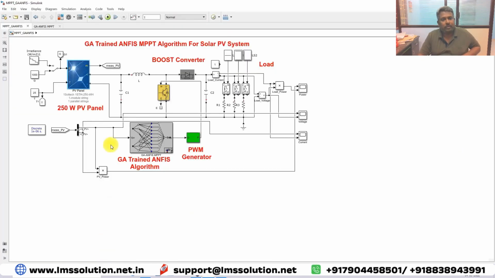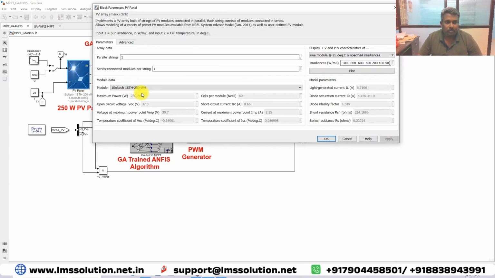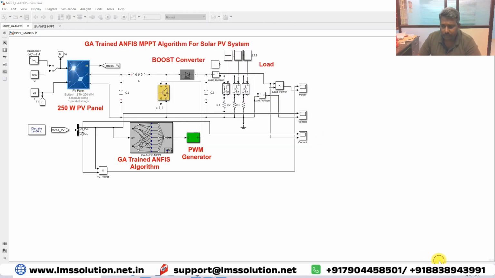Let's start discussing the implementation. Here you can see the overall model for the GA trained ANFIS MPPT for the solar PV system. I already explained solar PV, and here is the boost converter. The boost converter is connected between the solar PV and the load.